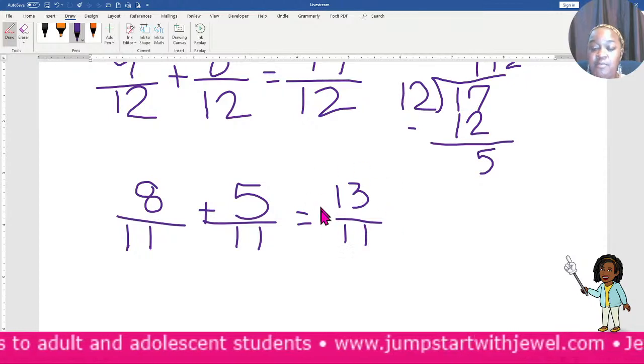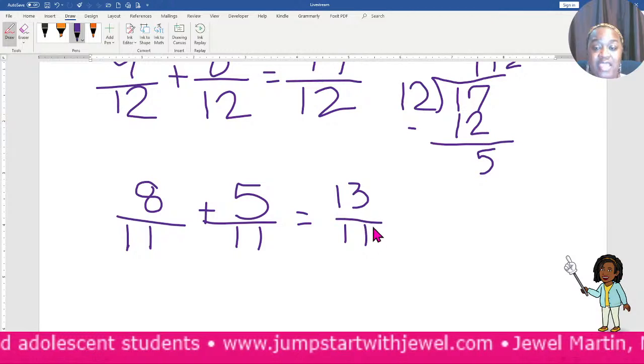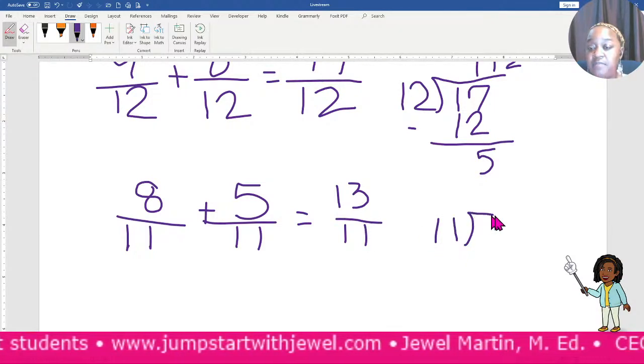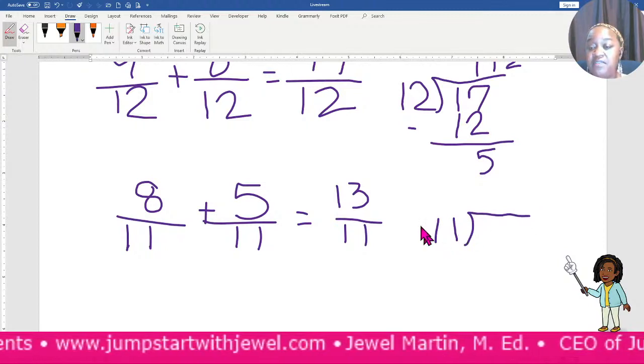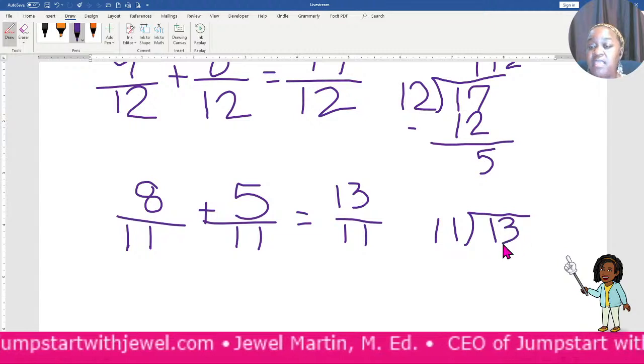And of course, that's an improper fraction again. The denominator is smaller than the numerator. We can't leave it like that. We have to convert it to a mixed number. It becomes division. 11 becomes our divisor. 13 becomes our dividend. So here we go again.